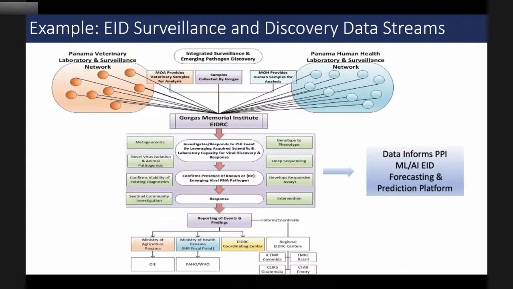This is just a surveillance structure that we're using with Gorgas to do discovery, looking at bringing human and veterinary surveillance data together, leveraging tools like metagenomics, genotype to phenotype, deep sequencing, animal pathogenesis to do novel virus isolation, and so on and so forth to feed our predictive forecasting system.